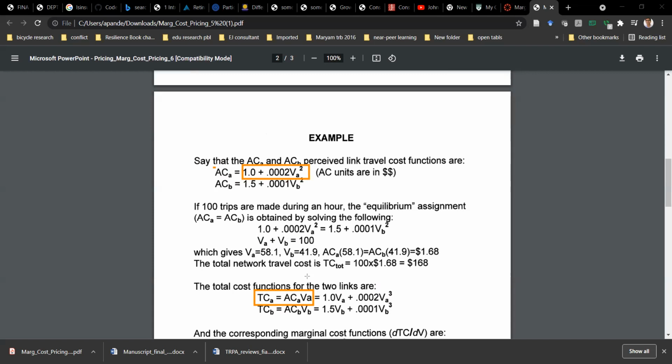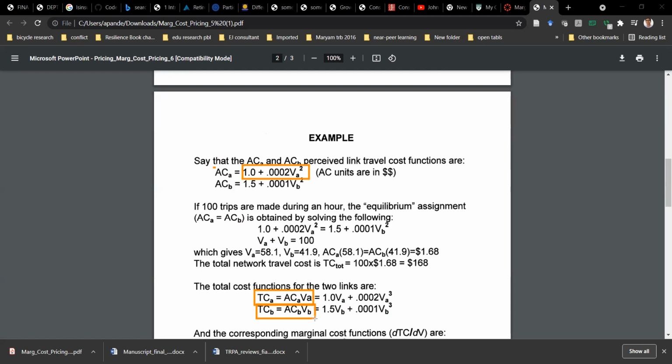So you took the average cost function, you multiplied that by VA, and then you did the same thing to VB: ACB times VB. It's 1.5 VB plus 0.001 VB cube. Does that make sense? Questions? How am I deriving the total cost function? Okay, no questions about the total cost function.